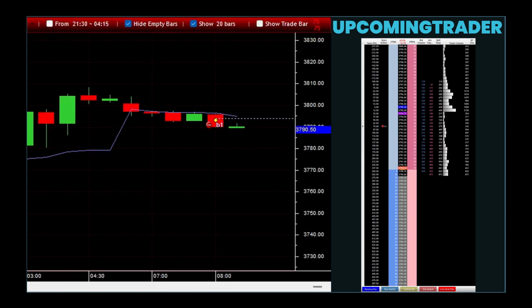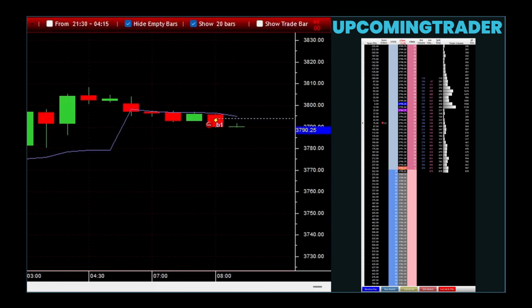By recognizing the formation of tweezer tops, traders can gauge the strength of an ongoing uptrend and anticipate a possible shift in market direction towards a decline. This insight allows for strategic decision-making in terms of entry and exit points in the market, highlighting the value of candlestick patterns in predicting potential price movements.